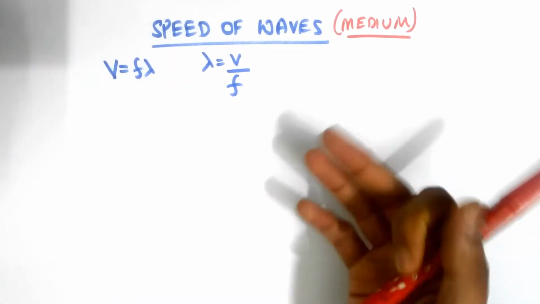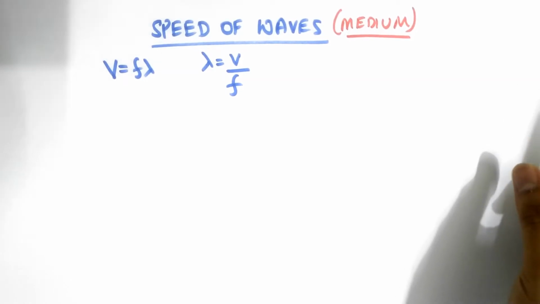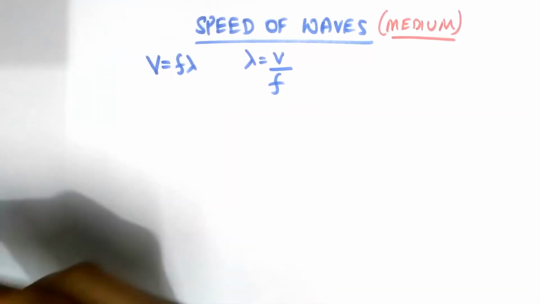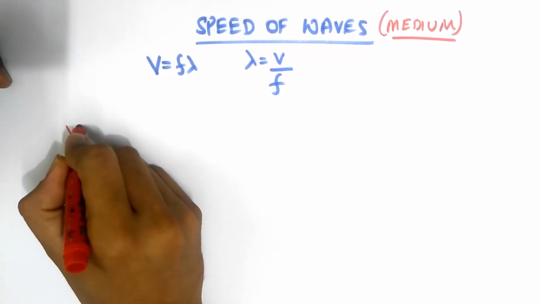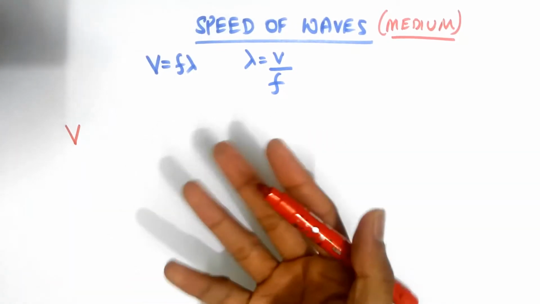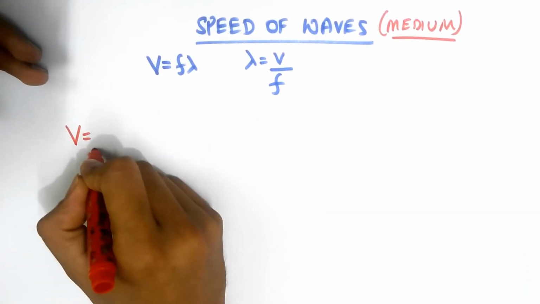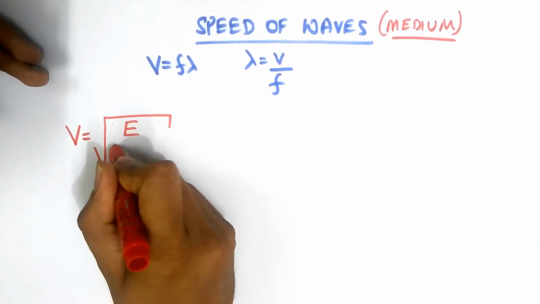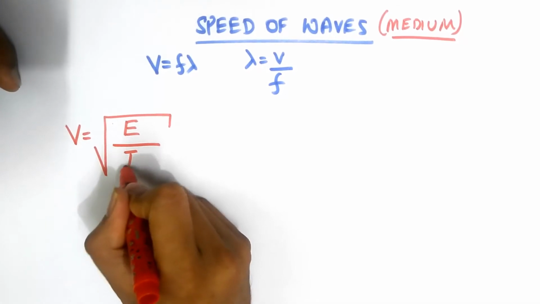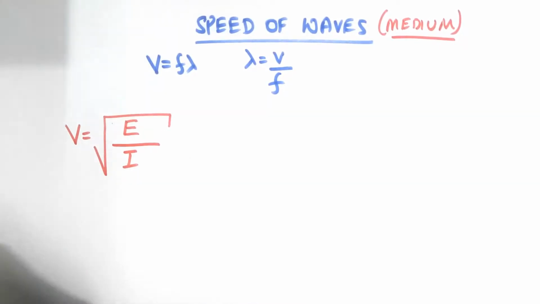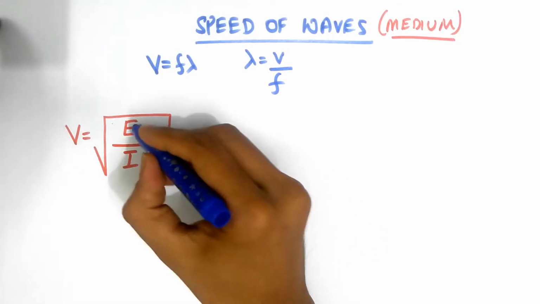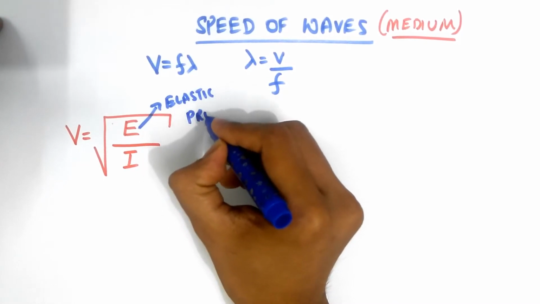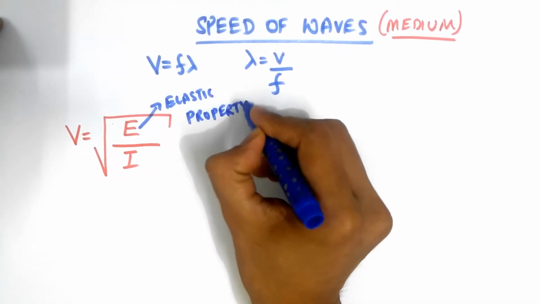So how does it depend on the properties of the medium? Well, I will write one general formula which we'll use for different cases. The general formula for speed, it'll work for most of the cases that we'll be talking about. That will be a square root of E divided by I. So what is this E? E is the elastic property.